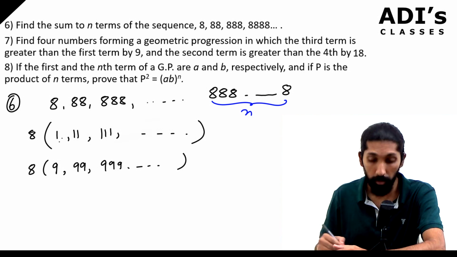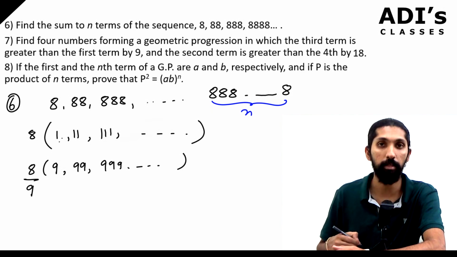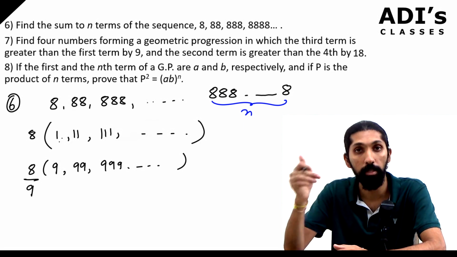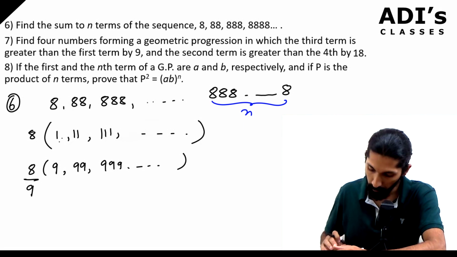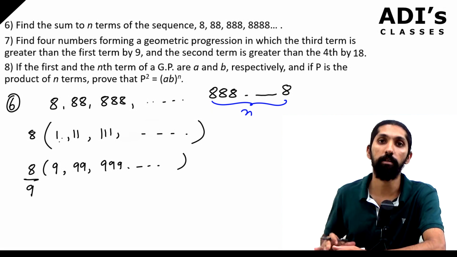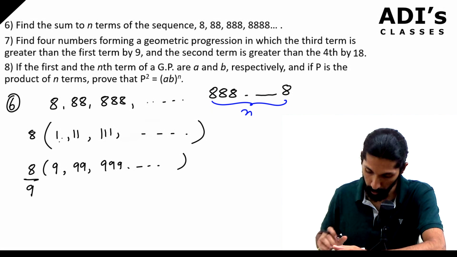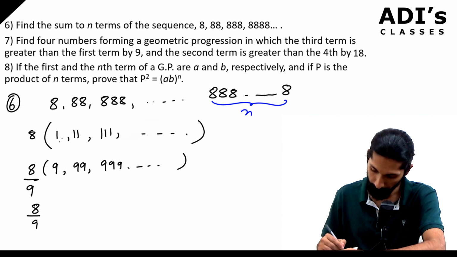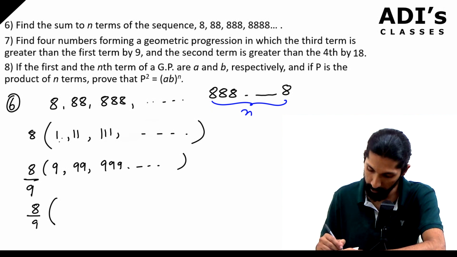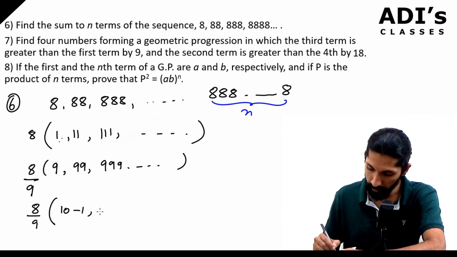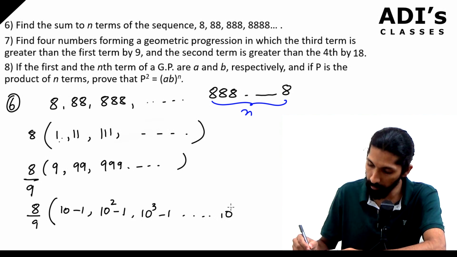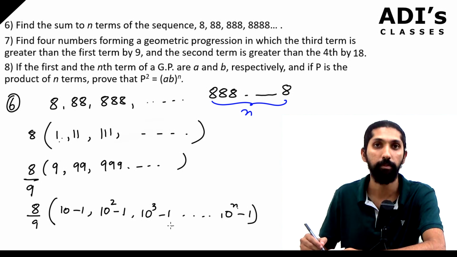But you can't just multiply, you also have to divide. Because if you simplify this, you're going to get the same question back, correct? Now this can be written in terms of GP. So what we'll do now is 8 by 9, keep it as it is, into 9 can be written as 10 minus 1, next 10 square minus 1, next 10 cube minus 1, so on and so forth till 10 power n minus 1. Correct?